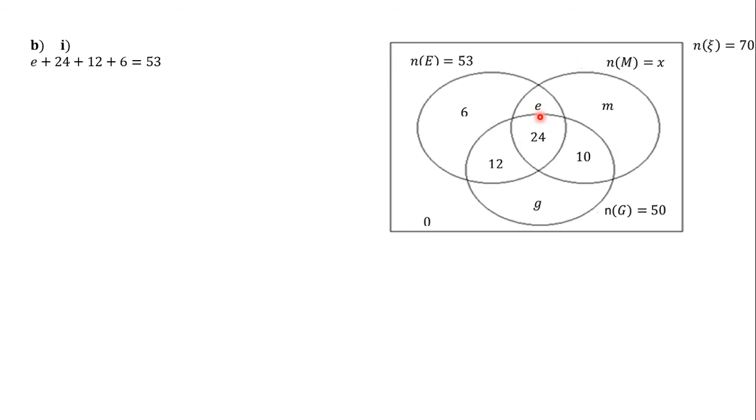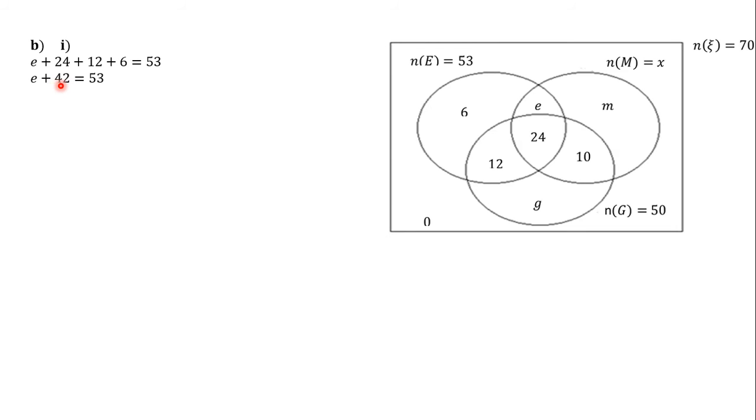Okay, to get E, we are going to use this part, because that part is complete. So we're adding E to 24, to 12, to 6, and the whole addition will be what? 53, right? So that's what you have here. Now we'll simplify. I'll have this.